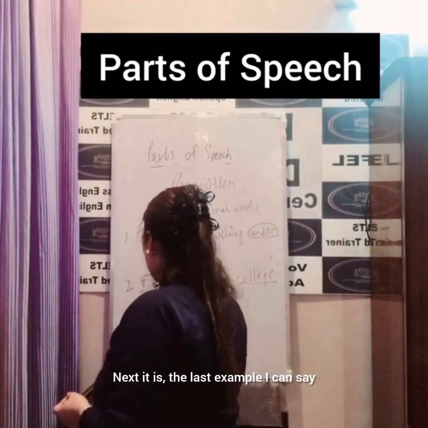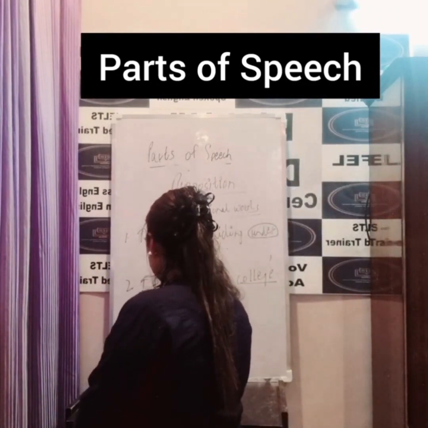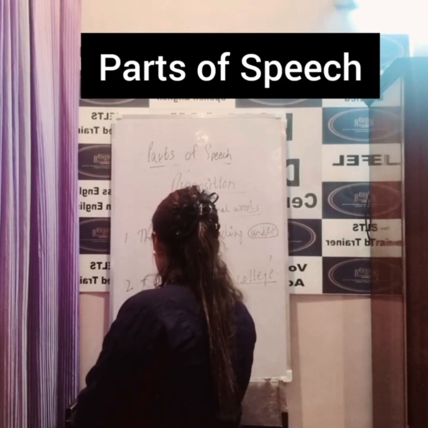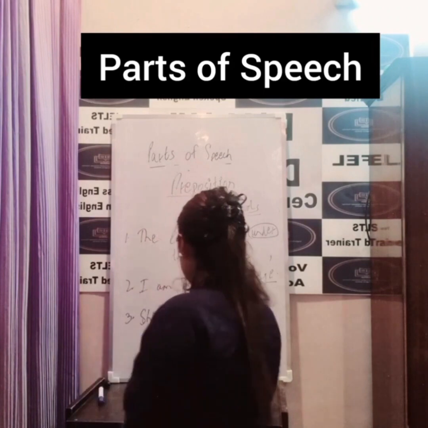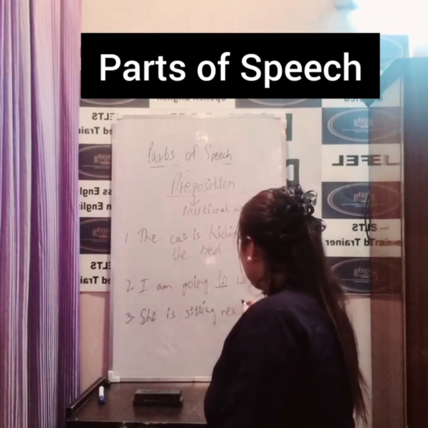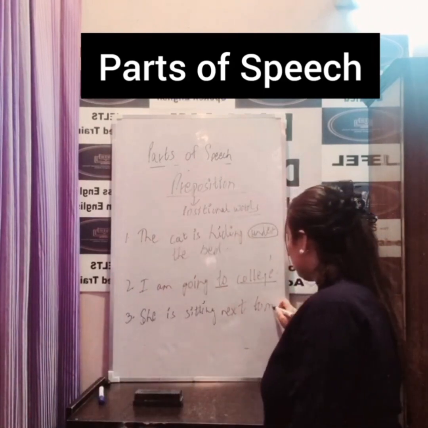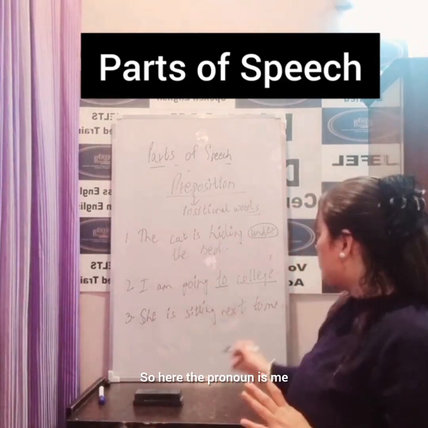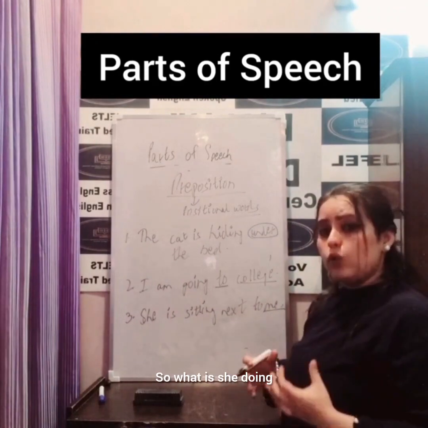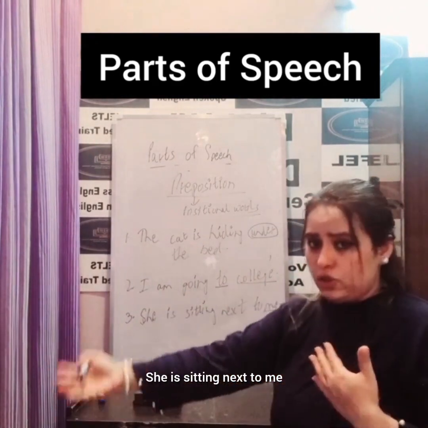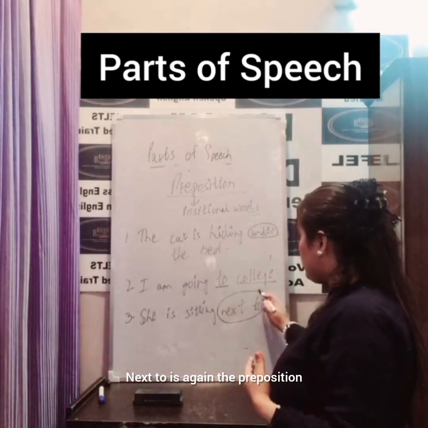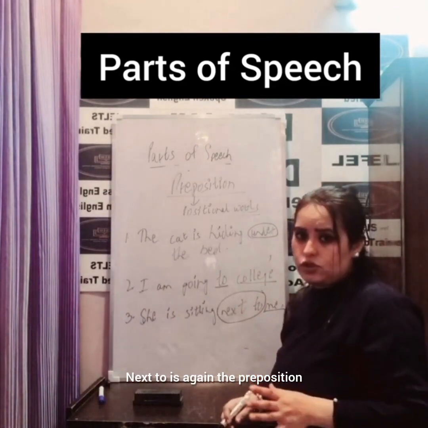Next, the last example I can say, she is sitting next to me. So here the pronoun is me. So what is she doing? She is sitting next to me. So it is telling the position. So here next to is what? Next to is again the preposition.